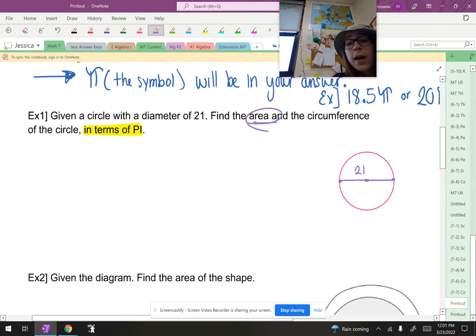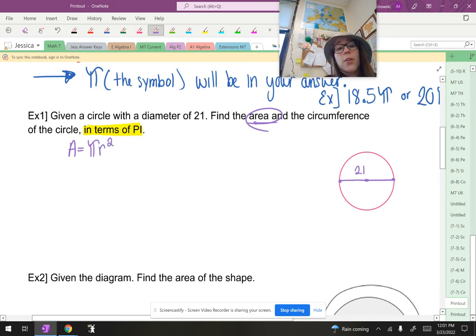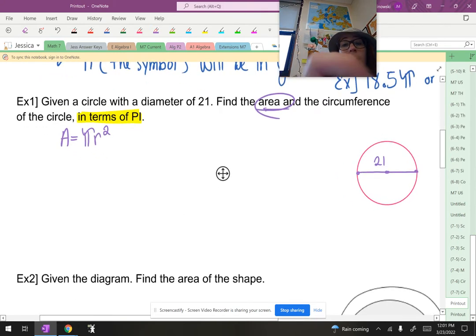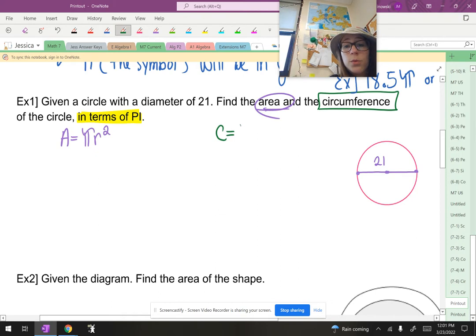So right off the bat, I'm seeing area, and right off the bat, I'm writing down and looking up that formula for area. Area equals pi r squared. And let's do circumference while we're at it too. Circumference is equal to pi times diameter, or C equals pi times 2 times r.